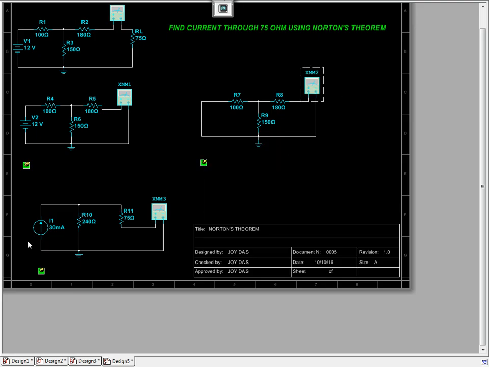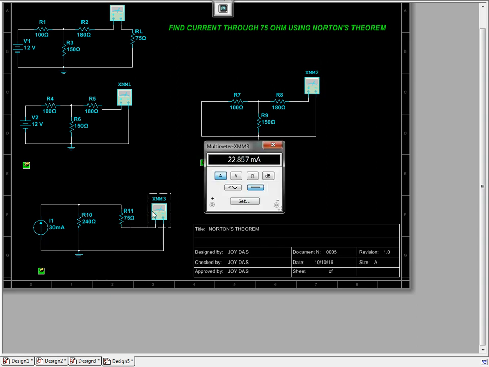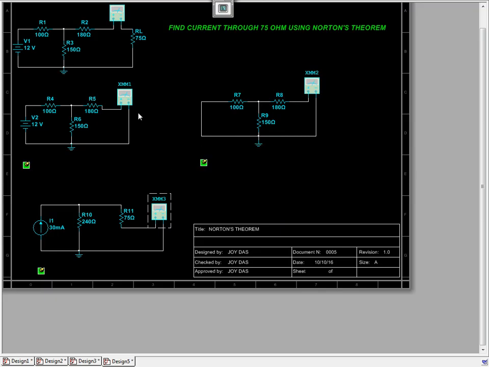Next we need to design the Norton's equivalent just like the Thevenin's equivalent, but instead of the VTH found in Thevenin's theorem, we will connect the ISC, that is the short circuit current or Norton's equivalent current source, 30 milliampere here, in parallel with the Thevenin's equivalent or Norton's equivalent resistance of 240 ohms, in parallel with the load resistance, and we can measure the current to be exactly 22.857. So solving the same problem using Thevenin's theorem and Norton's theorem gives basically the same result.